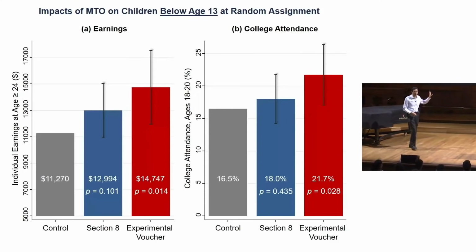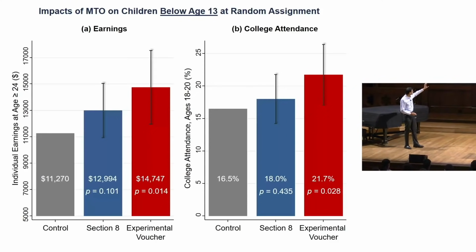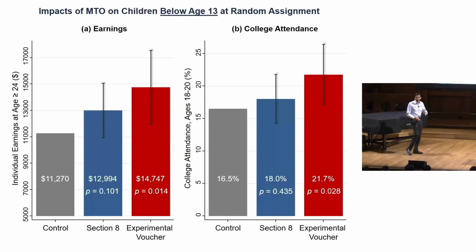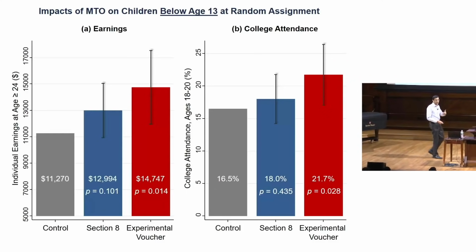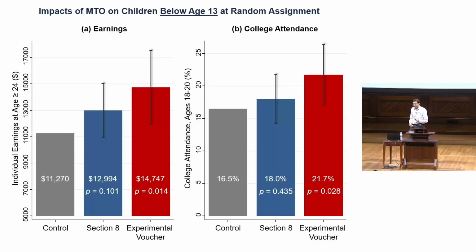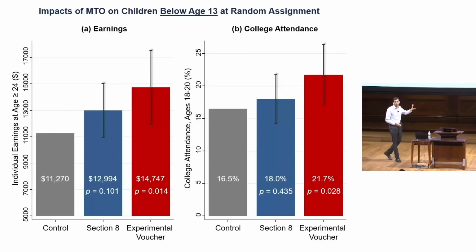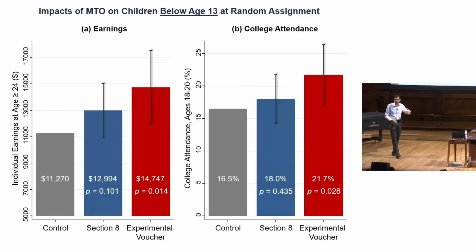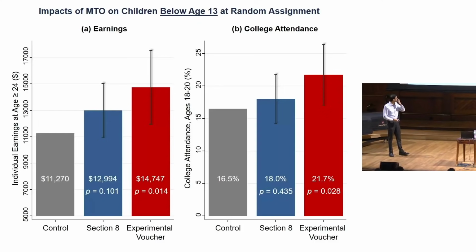Okay, so let me show you what we find with a series of charts that look like this. And so let me explain what we're doing here. It's really quite simple. So remember, there are the three different groups to which people were randomly assigned: control, Section 8, and experimental voucher. What we're doing in this first chart is looking at kids who moved when they were relatively young. That is, kids who were below the age of 13 at the point that they were randomly assigned to one of these three groups, all right? And in the chart on the left, we're looking at their earnings in their mid-20s, above age 24, typically around age 26, 27, something like that. And on the right, we're looking at college attendance rates.